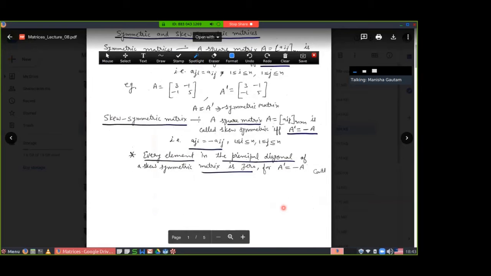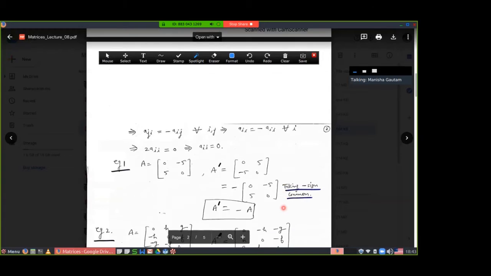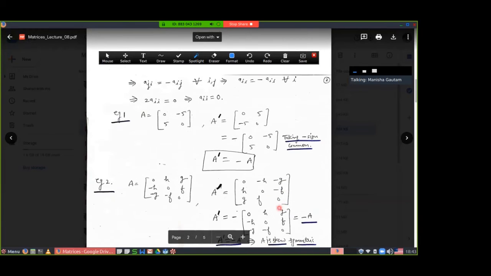Now you can observe in the example. Example 1. A is what? [0, -5; 5, 0]. Transpose it, you will get rows becoming columns: [0, 5; -5, 0]. Now this is not equal to A.